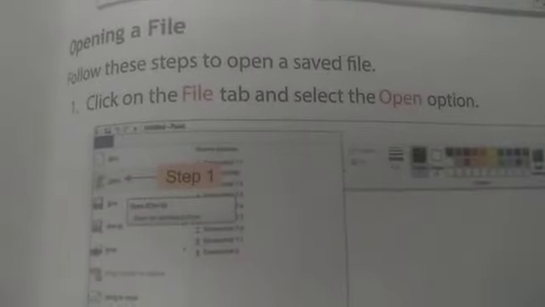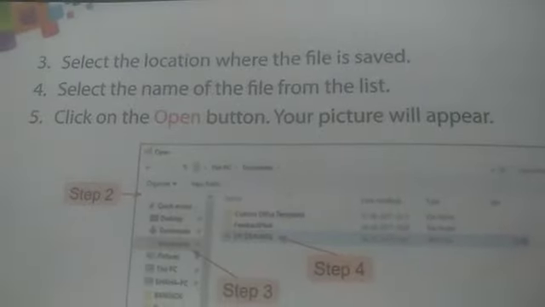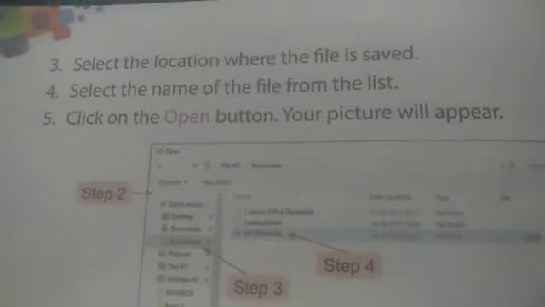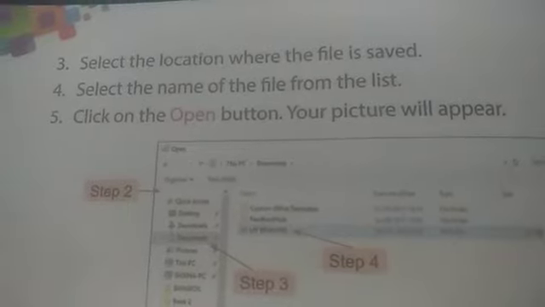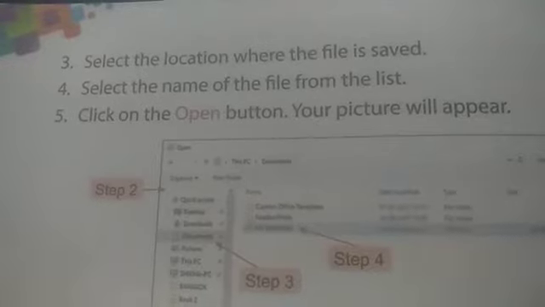So to open a file, step 1 is click on the file tab and select the open option. Step 2, the open window will appear. Step 3, select the location where the file is saved. Step 4, select the name of the file from the list. And step 5, click on the open button, your picture will appear.